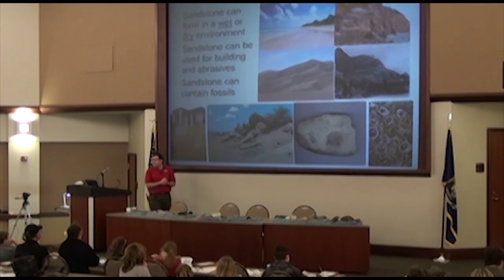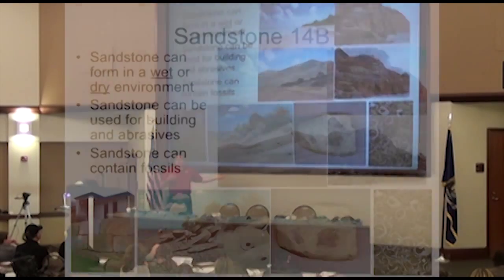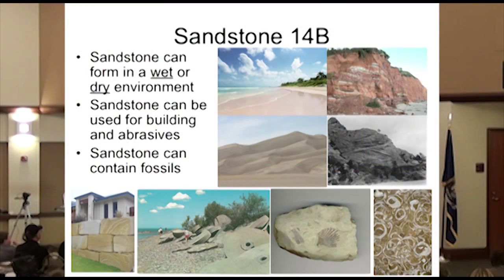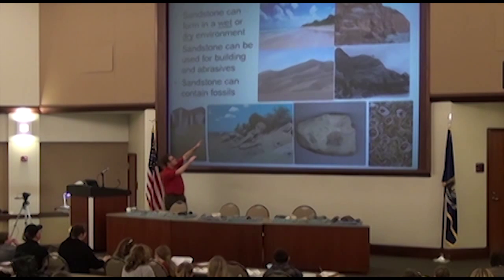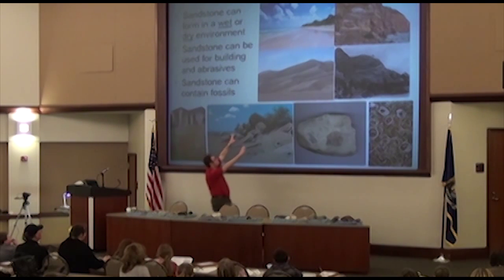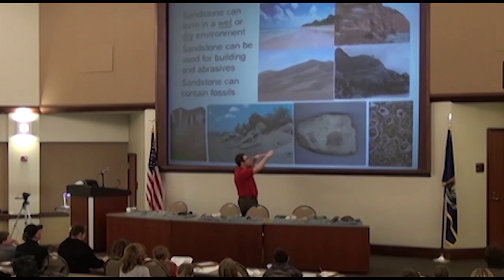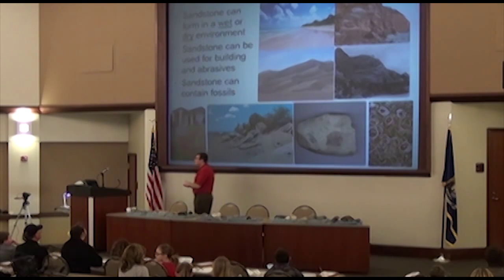Okay, so sandstone can actually form in both a wet or a dry environment, which makes sense, right? Because we see sand at the beach in a wet environment, and we see sand in the desert in a dry environment. And I don't really expect you to remember this, but the way that the lines inside the sandstone, the grains, when you look at the big picture, the way that they are laid together, you can tell whether or not it was wet or dry.